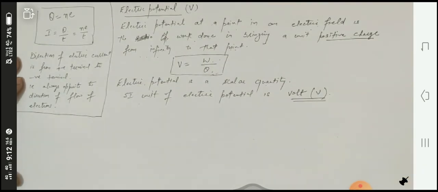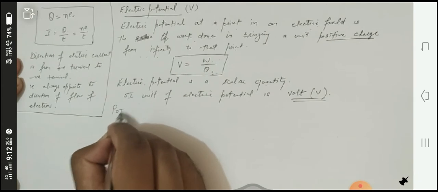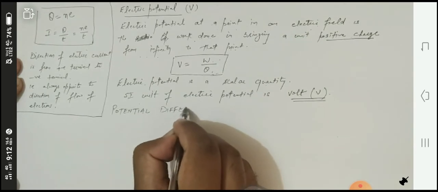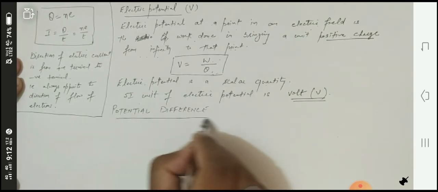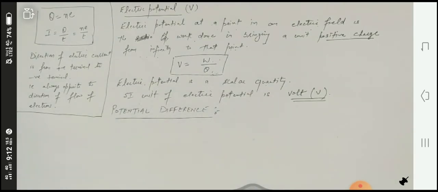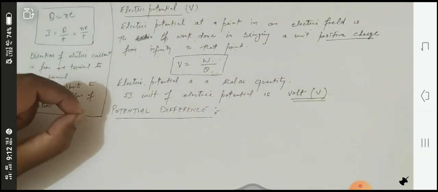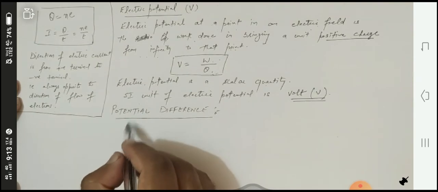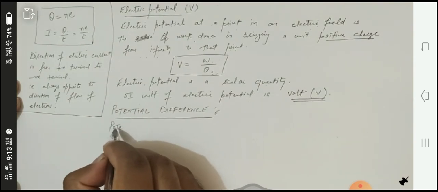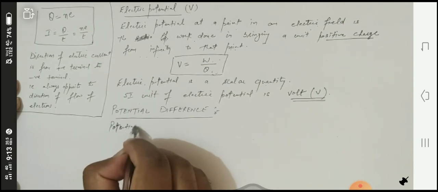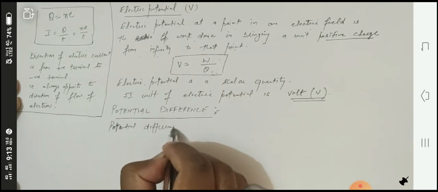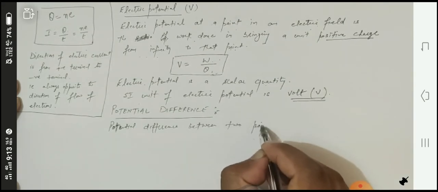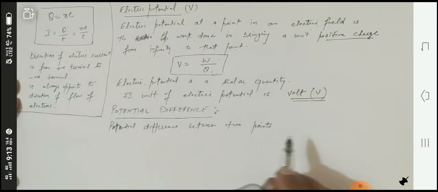After that, we have one more term that is known as potential difference. Now, what is potential difference? There is a little difference between electric potential and potential difference. Now, how can we define potential difference? Potential difference between 2 points. Here we're talking about two finite points.